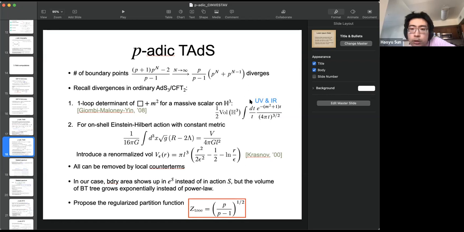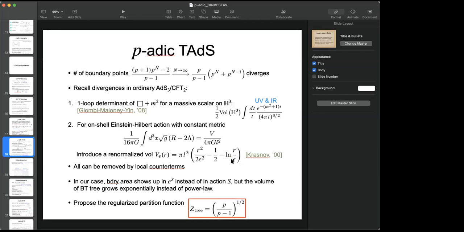So it is a UV divergence in some sense. And then on another occasion, for the on-shell Einstein-Hilbert action with constant metric, as follows, we also encounter the IR divergence. So it is resolved by introducing a renormalized volume, which was introduced by Kranov in 2000.